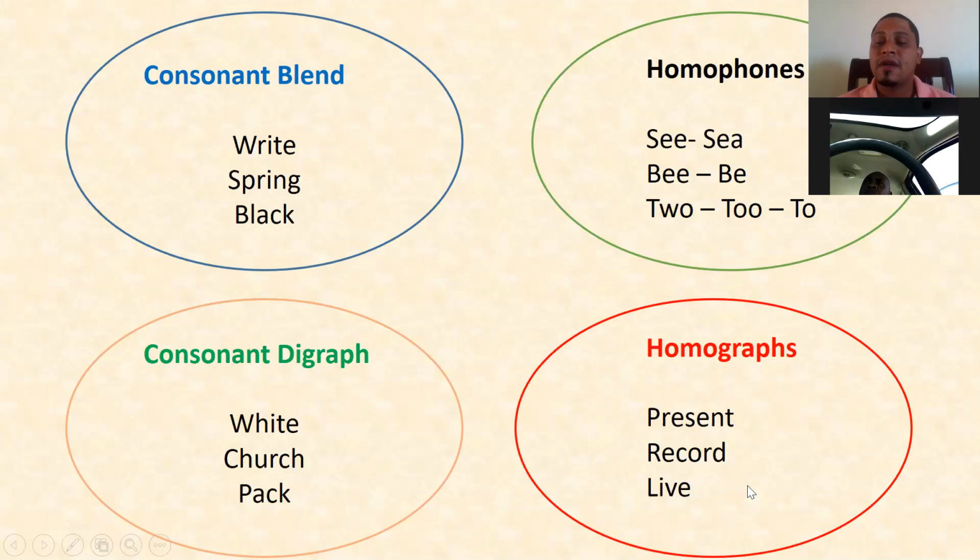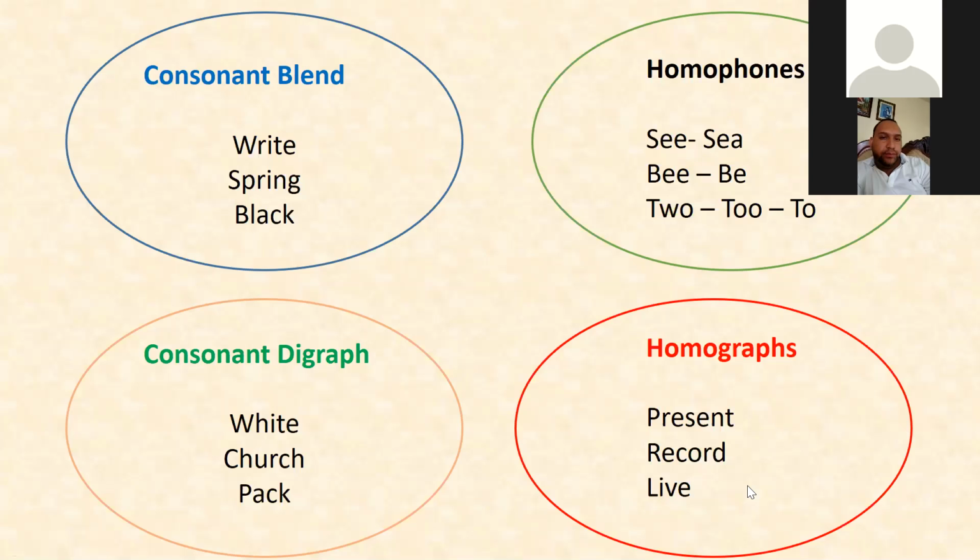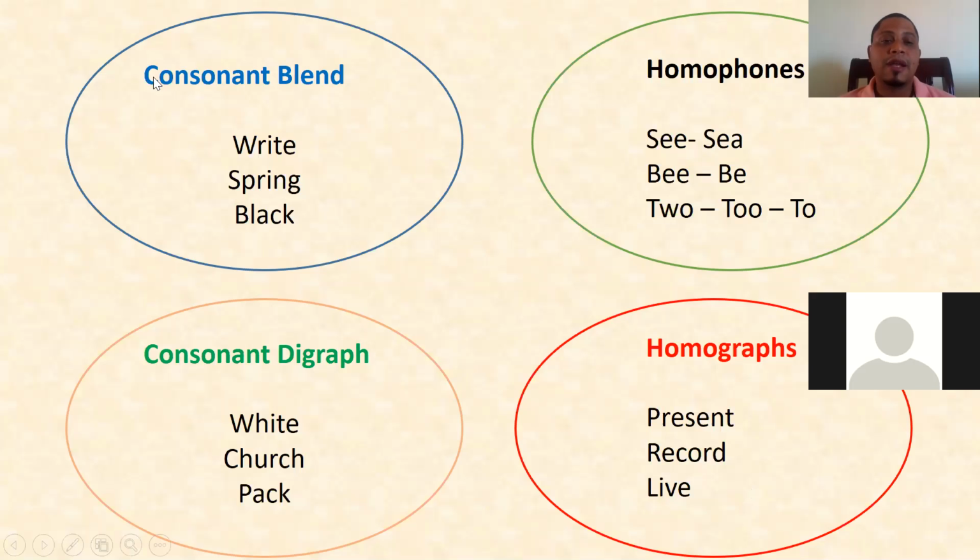Well, if you don't know, guys, consonants are letters of the alphabet. All the letters that are not vowels are consonants, okay? For example, the letter C, the letter N, S, T, all of those are consonants. So what is a consonant blend? Well, a consonant blend is when in one word or one syllable, you have two or more consonants, and each one of the consonants has a sound, okay?